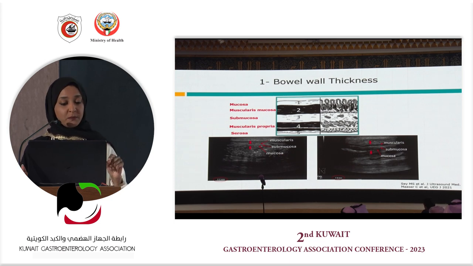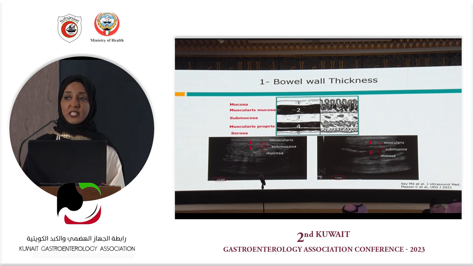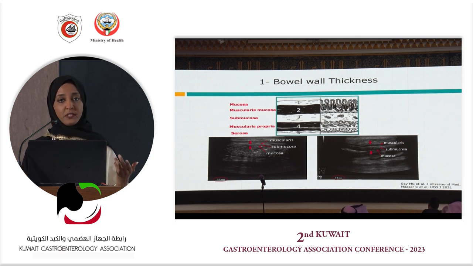And what I meant by stratification that I mentioned earlier is that we have a layering like black, white, and black. So if it's thin and well stratified, that means that we don't have any sort of inflammation, especially if it's around 3 millimeters in diameter. However, if we have an inflammation, then there will be a good bowel wall thickening and a loss of stratification.